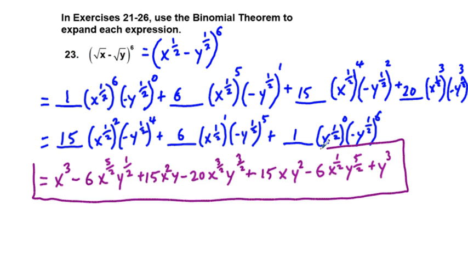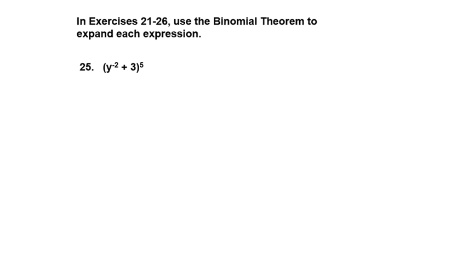With this x and y to the 1/2 power and that negative y to the 1/2 power, it creates a bit of complication, but something we can do using our standard binomial expansion. Okay, we go to 25. We get y to the negative 2 power plus 3 to the power of 5.